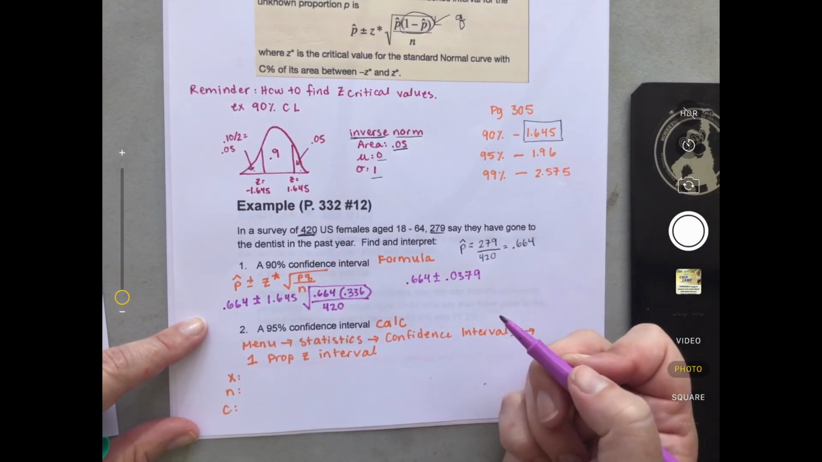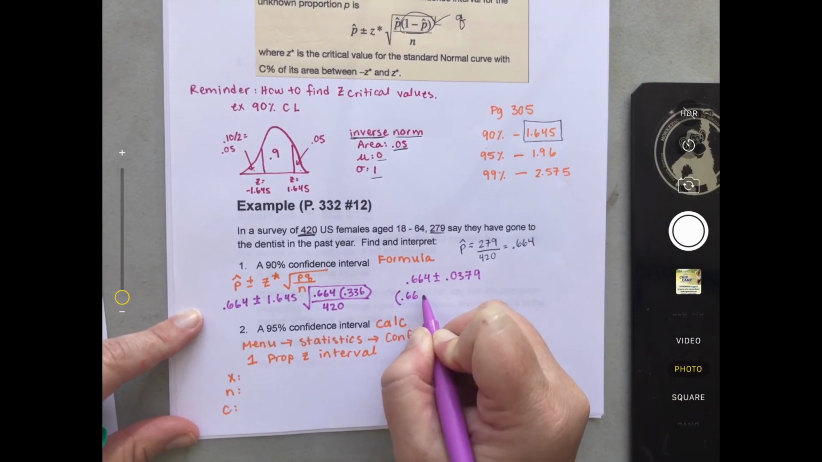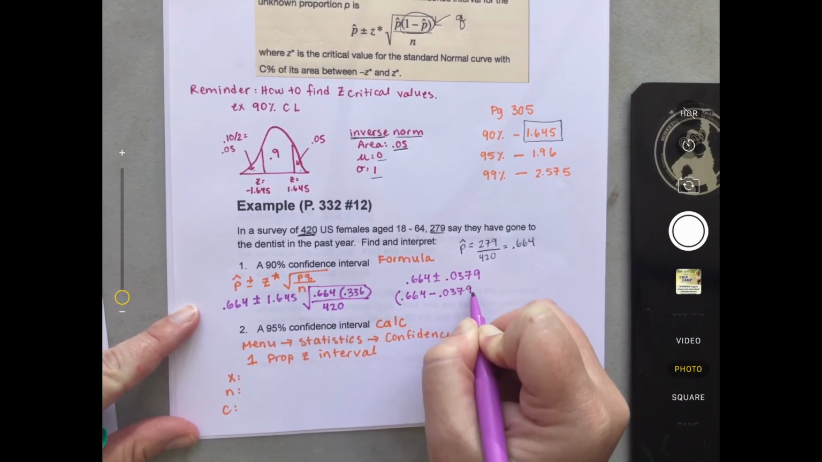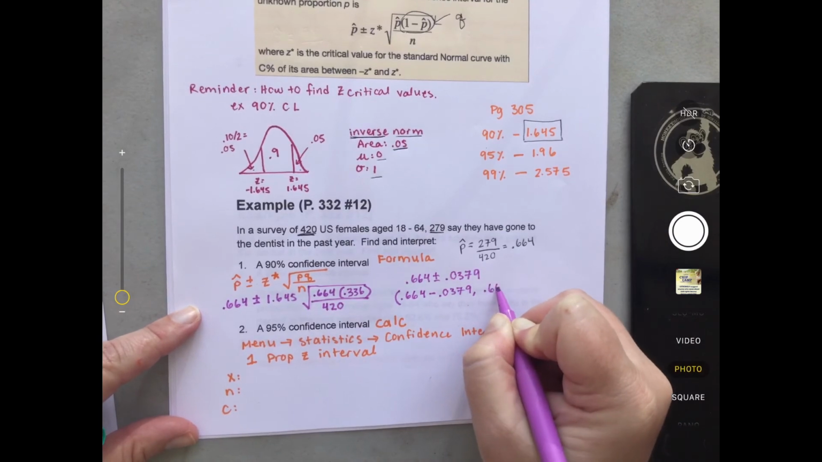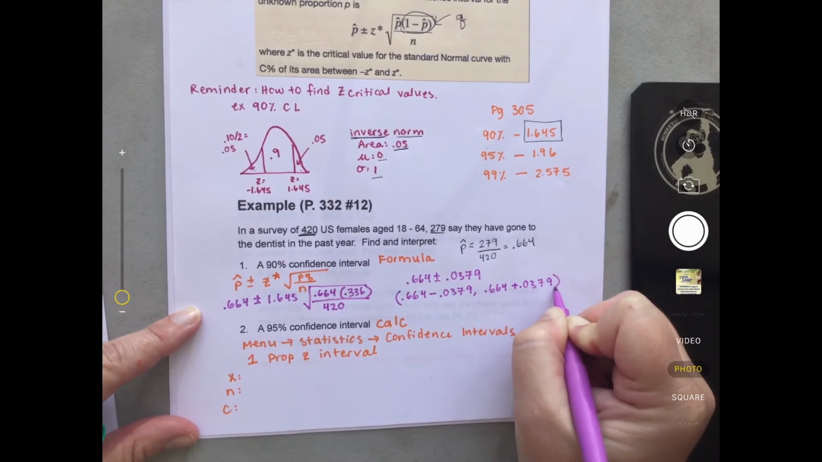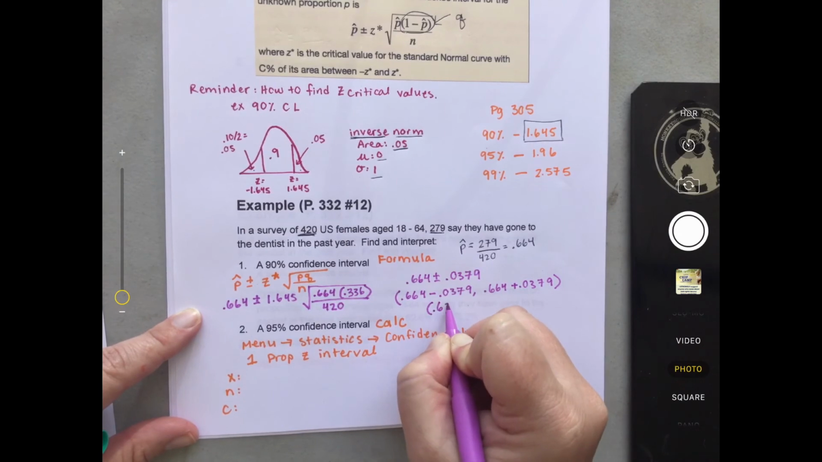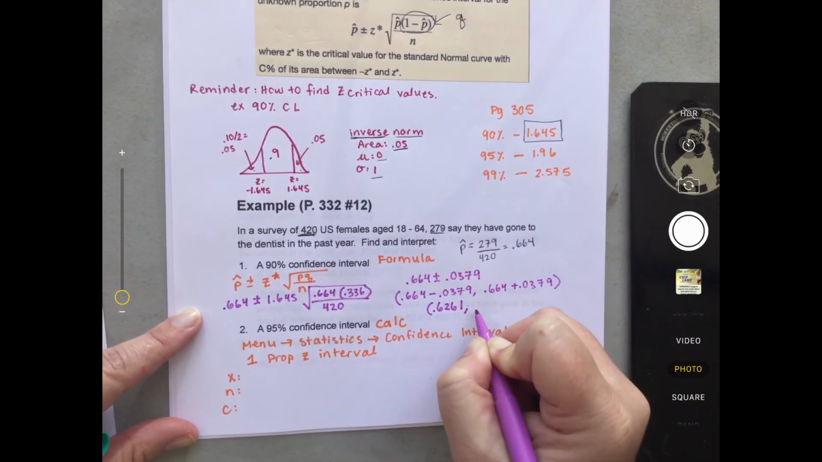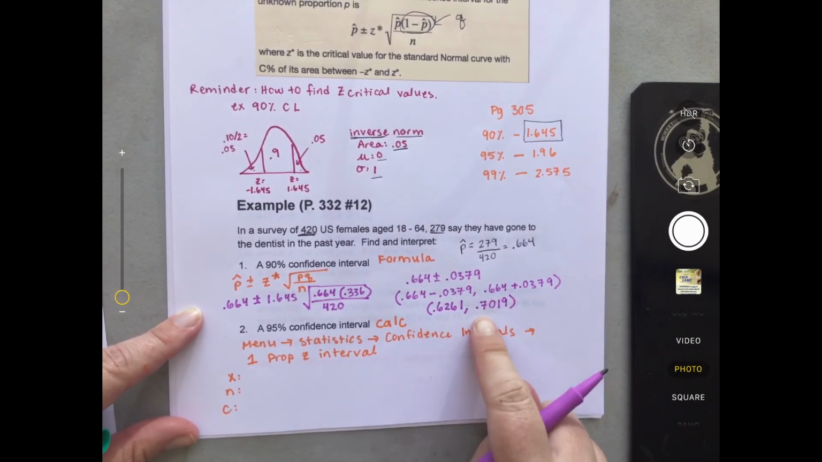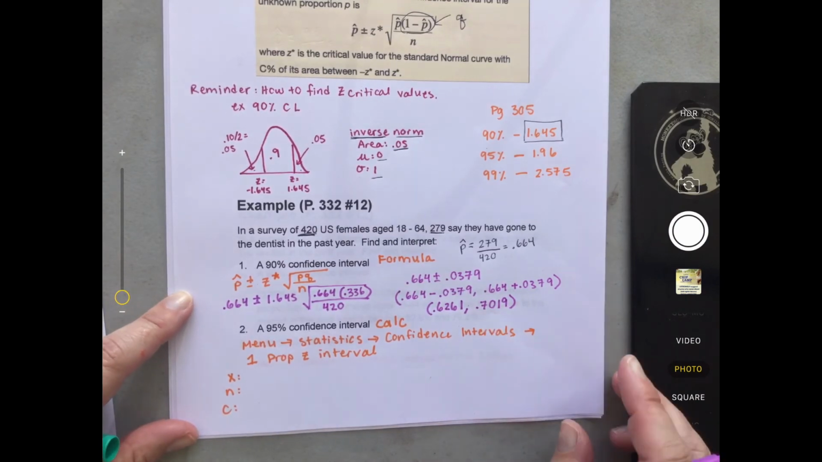We need to calculate the lower bound and the upper bound. To get the lower bound, you do 0.664 and you subtract the margin of error. To get the upper bound, you would take the point estimate and add the margin of error. All right, so when we do this, we get our lower bound is 0.6261, and our upper bound is 0.7019. So that is your confidence interval, and you always need to know how to interpret that in a sentence.